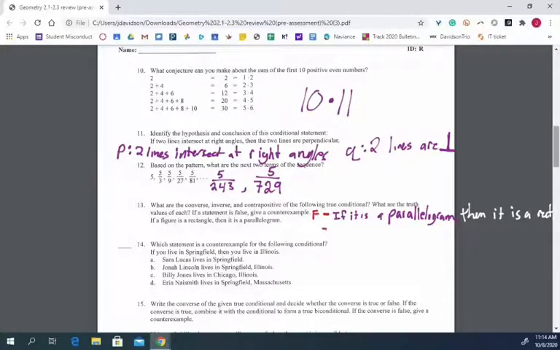What do I know about the inverse right away? The converse and inverse always have the same truth value. So inverse means I need to negate the original. So if it is not a rectangle, then it is not a parallelogram.